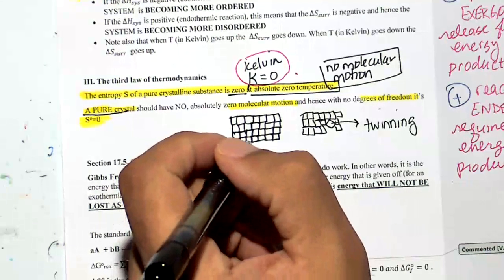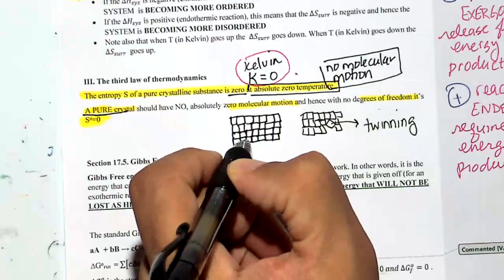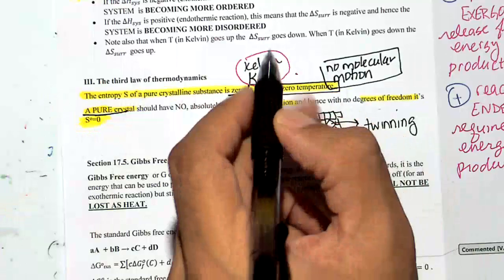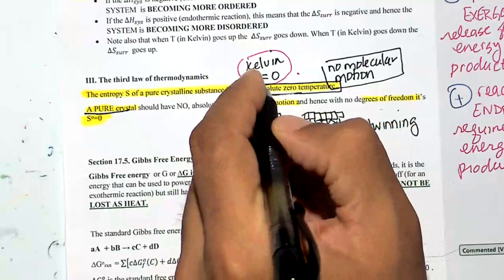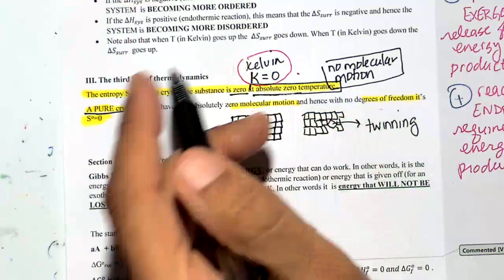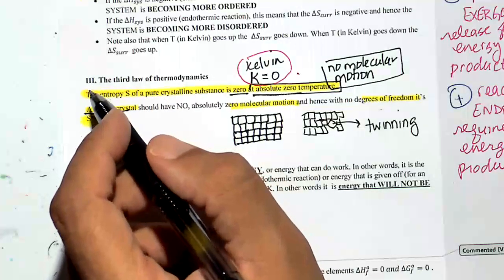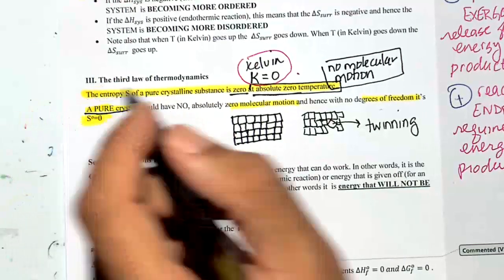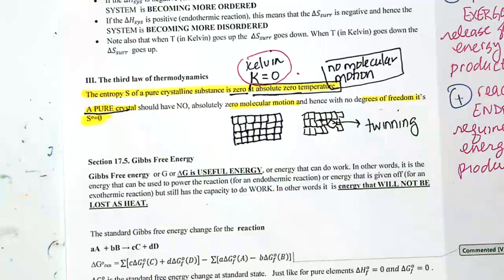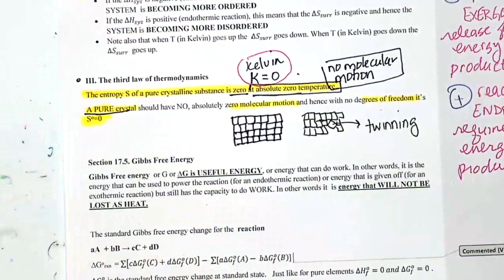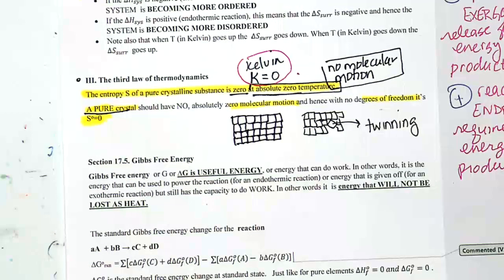But if you were to get perfect alignment of the unit cell, like in any type of crystal or a diamond, and you were to put it at Kelvin equals 0, absolute 0, then you'd have no motion. And then you'd have no entropy. Okay? So that's what this third law of thermodynamics is stating. Right? So there's three laws: the first law, second law, and this is the third law. All right.